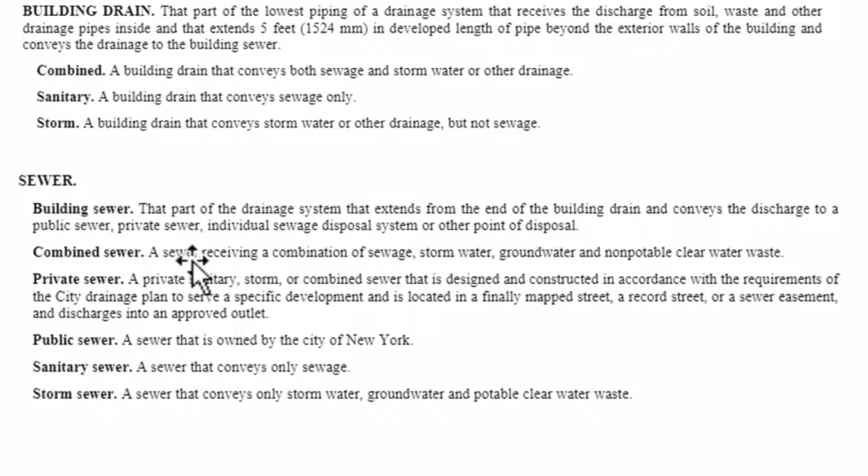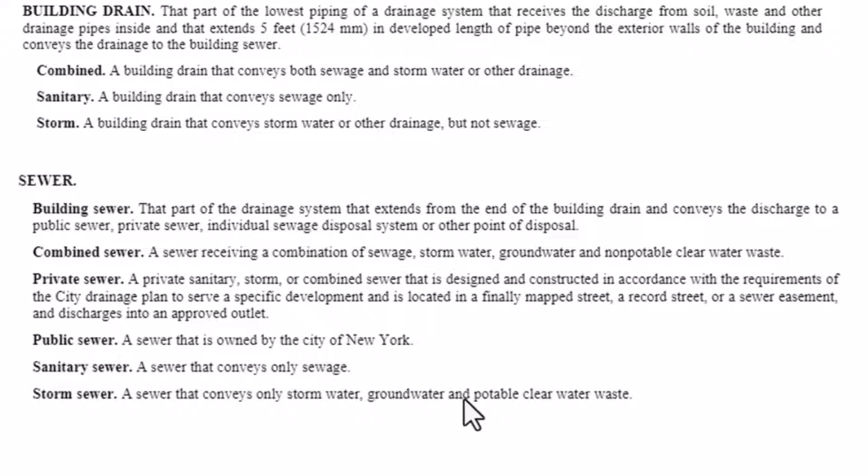A combined sewer, a sewer receiving a combination of sewage, stormwater, groundwater, and non-potable clear water waste. So here we have a private sewer, which basically means it's private to that building or group of buildings. Or you could have a public sewer, which basically means that you have multiple different building owners all discharging into this public sewer system. And then you have a sanitary sewer, a sewer that conveys only sewage. Storm is only conveying stormwater or groundwater and potable clear water waste.